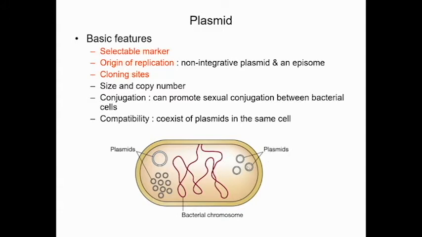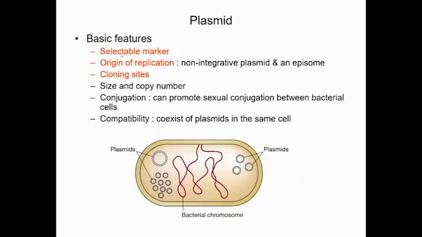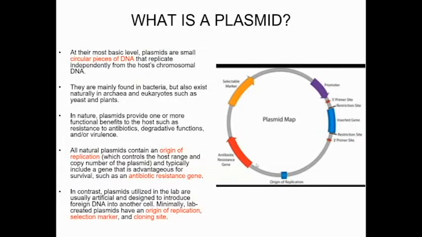So basically they purify the plasmid from the bacteria cell. This is a typical plasmid map. It's a little bit blurred, not very clear, but it's okay. So number one, we need to have a selectable marker. Normally for bacteria cells, they use an antibiotic resistance gene as the selectable marker.